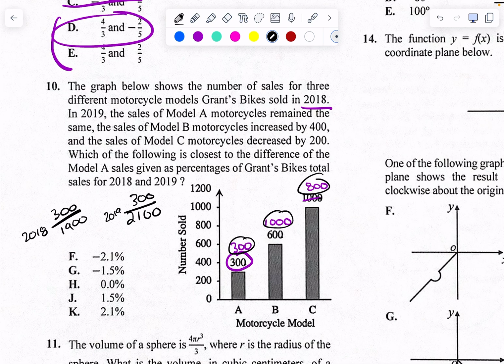300 divided by 1,900 is 15.8%. And 300 divided by 2,100 is 14.3%. So what did it do from year 1 to year 2? 15.8% to 14.3%.